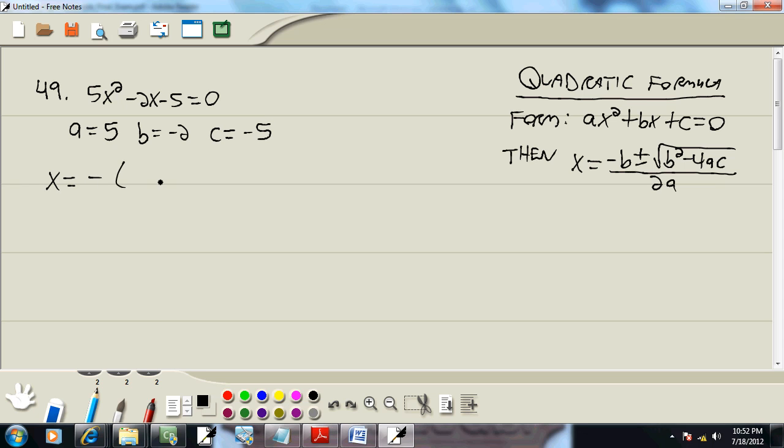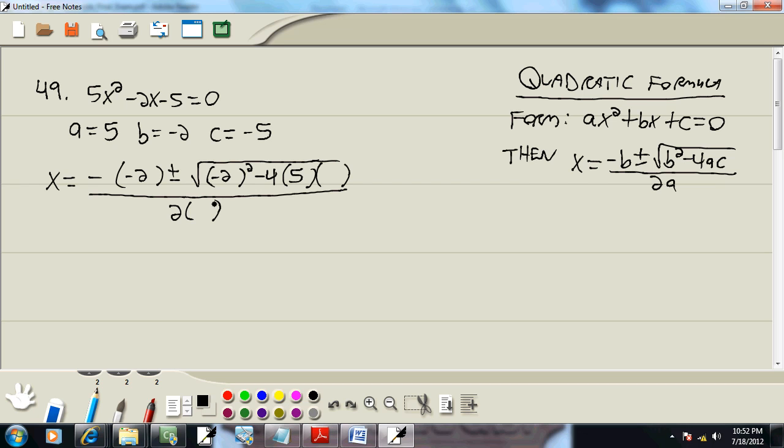Now it's a good idea to go through, and everywhere you have a variable, go ahead and put a set of parentheses. This is especially true if you mess up on signs. Now if you don't mess up on signs, this isn't strictly necessary. Now where our b was, we're going to put in negative 2. Where our a was, we'll put in 5. And where our c was, we'll put in negative 5.